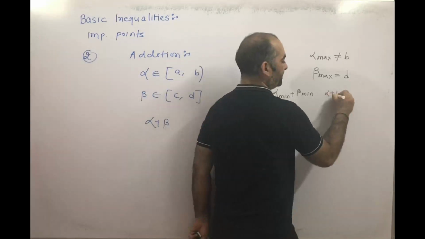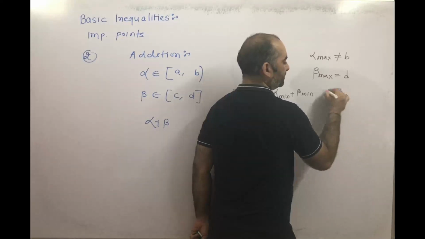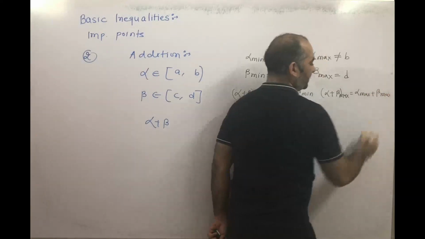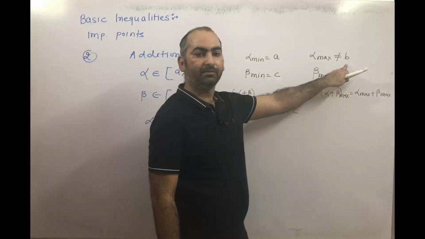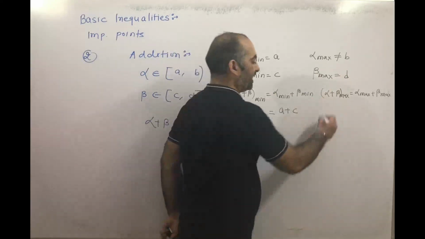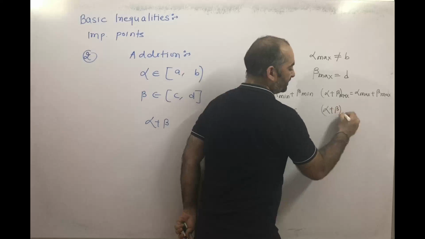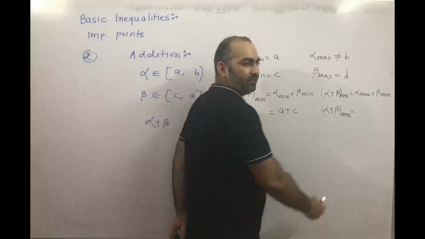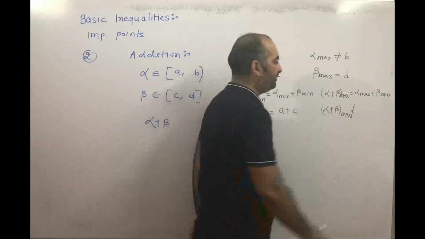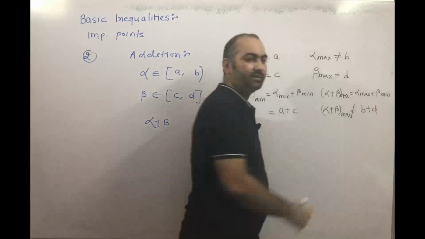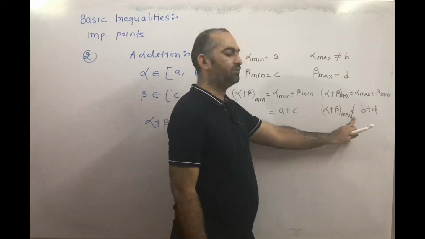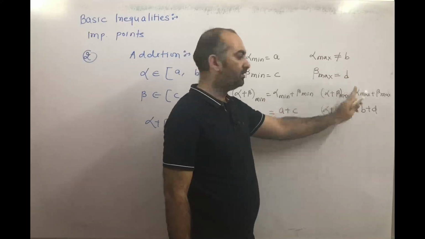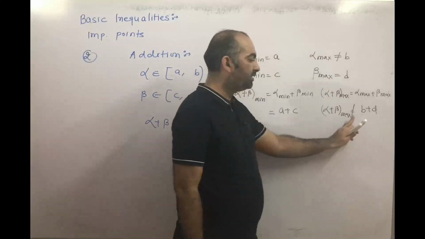Similarly, we want alpha plus beta maximum. So this will come out alpha max plus beta max. Okay, so alpha max is what? B, but here B is not possible. So what we can say? If one of them is not included, then alpha plus beta max is not equal to B plus D. Correct? This is not included, that's why B plus D is not included. If both are equal to, sign will come. That means both alpha max is also B and beta max is also D, then B plus D will come. So here this is not equal to B plus D.